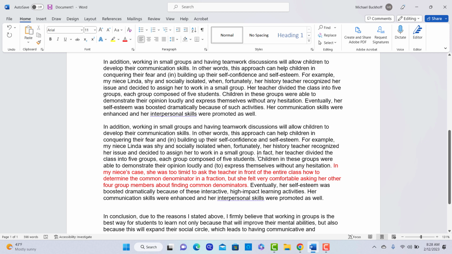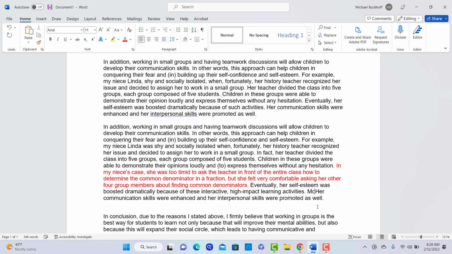In fact, her teacher divided the class into 5 groups, each group composed of 5 students. Children in these groups were able to demonstrate their opinions loudly and to express themselves without any hesitation. In my niece's case, she was too timid to ask the teacher in front of the entire class how to determine the common denominator in a fraction, but she felt very comfortable asking her other 4 group members about finding common denominators. Eventually, her self-esteem was boosted dramatically because of these interactive high-impact learning activities. Her communication skills were enhanced.